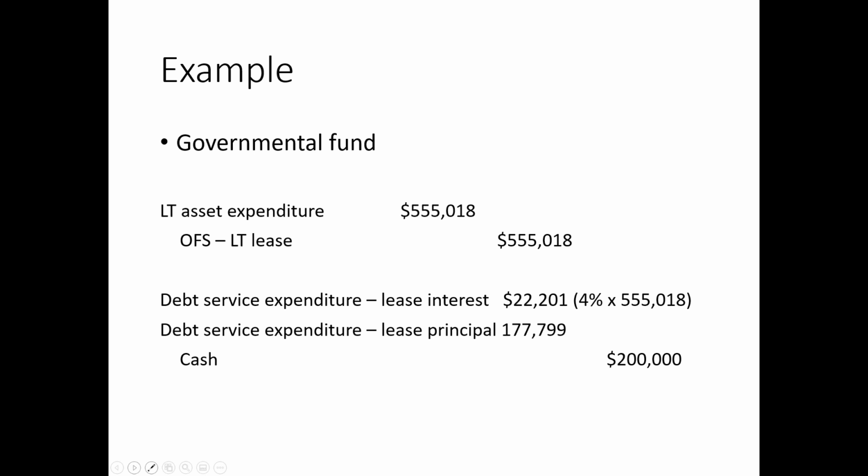For a governmental fund, that's a little bit different, right? We only debit asset expenditures and credit other financing source, long-term lease, right? Without recognizing the asset and the liability. And when we make the first payment, this will be the same. The debt service expenditure interest is calculated as 4% multiplied by the liability outstanding, and the rest will be reported as debt service expenditure, lease principal.